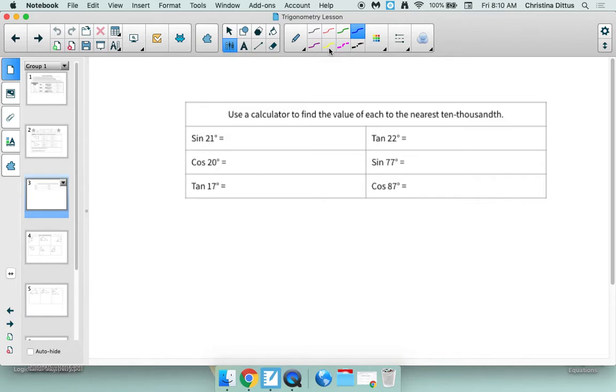You should get a decimal. You should get 0.3584. Okay, did anybody not get that? Your sine. So sine 21. Enter. And then you get 0.3584. So that's a yes. Anybody not get it? Everybody did it, right? So we all know our calculators work?